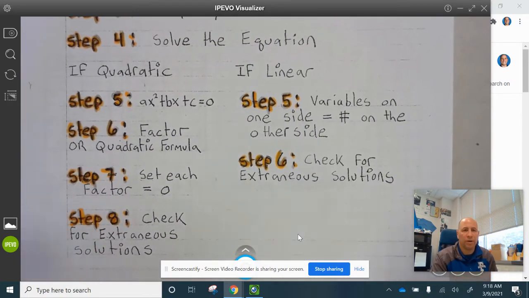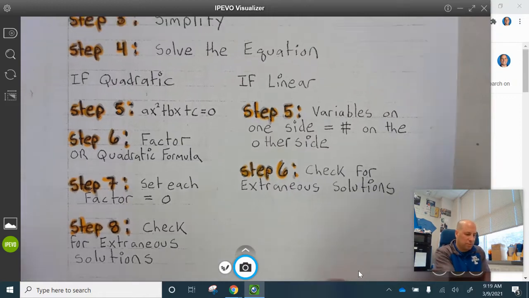Now, if it's quadratic, step 5 will be set ax squared plus bx plus c equal to 0. Step 6 will be factor or use the quadratic formula. Step 7 will be set each factor equal to 0 and solve. And step 8 will be check for extraneous solutions. If it's linear, step 5 will be set the variables to one side and the number on the other side. Step 6, check for extraneous solutions.